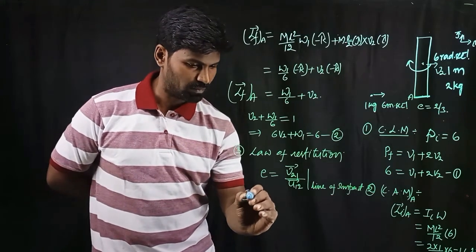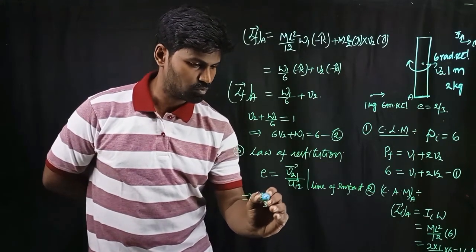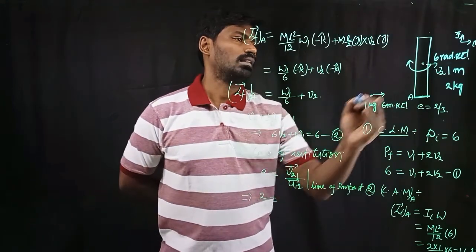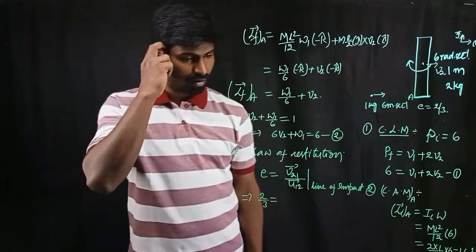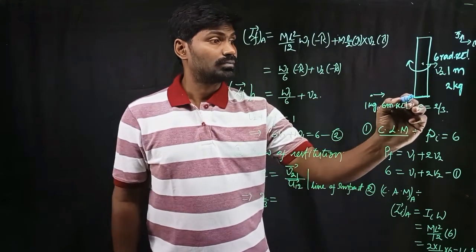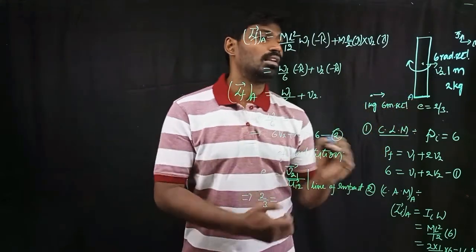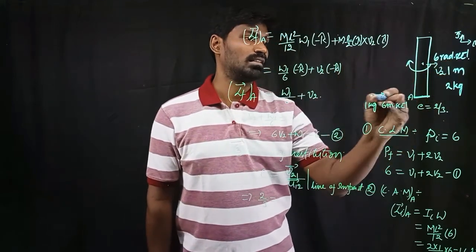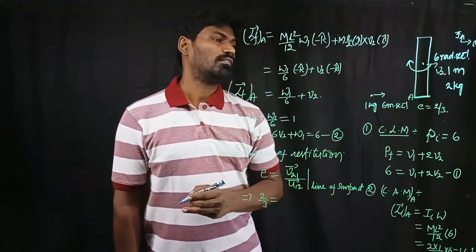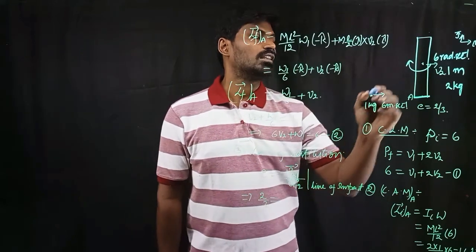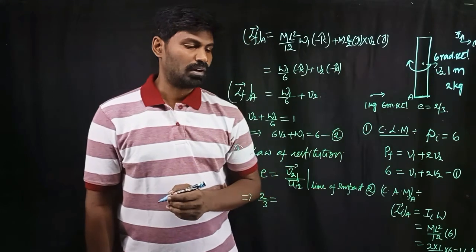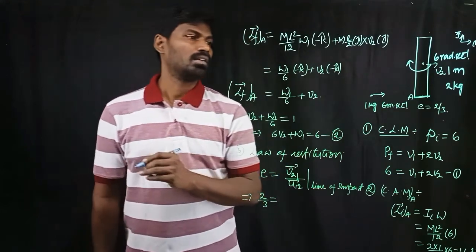That implies e is 2 by 3 according to the given problem, equal to V21, the velocity of the second particle, that is the rod, along the line of impact. Because after collision, the rod is undergoing both translation and rotation, first I should find out the velocity of A, because A is the point of impact. So here I'm writing it.